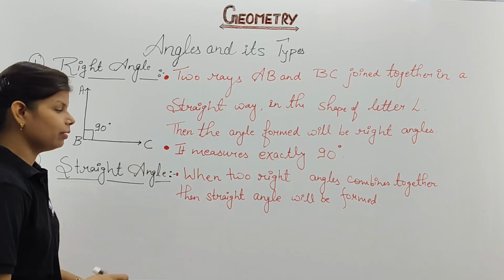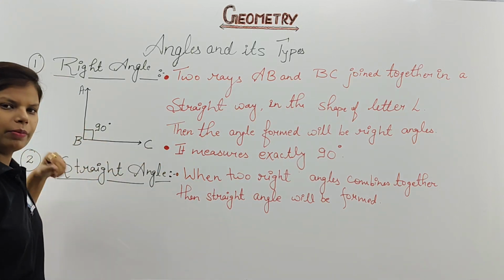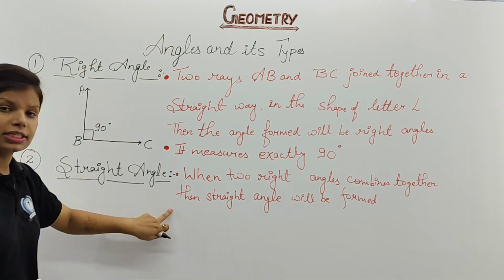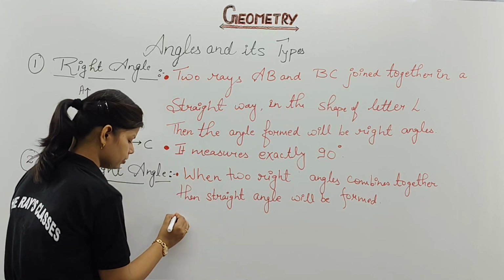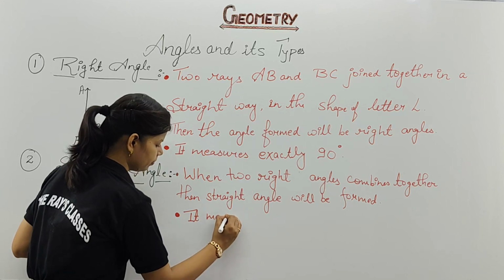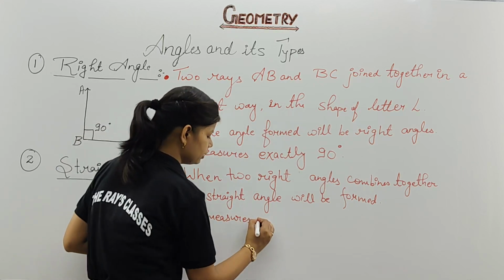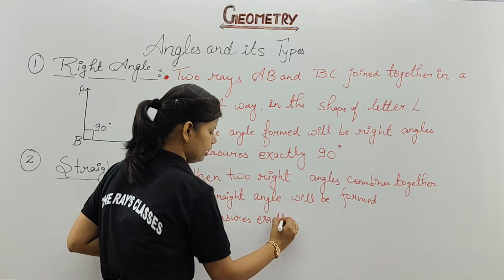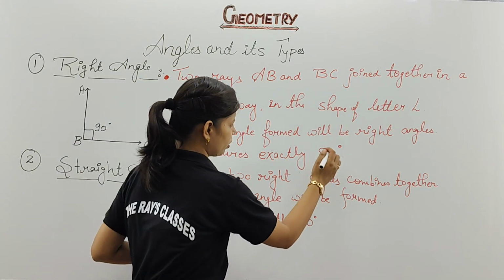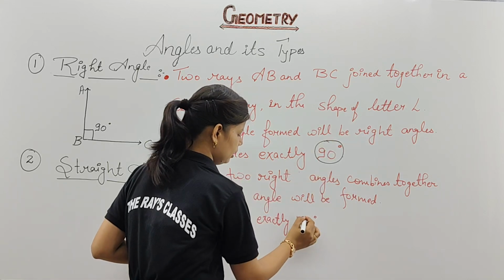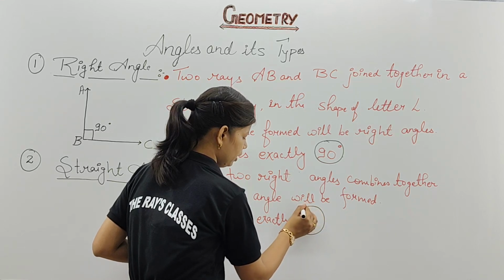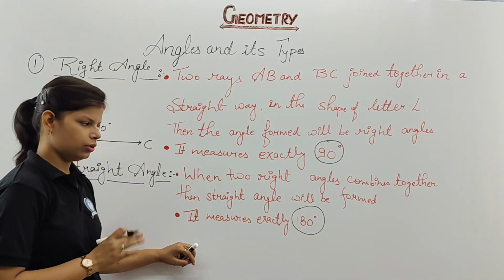Two right angles means, if your first right angle is 90 degree, then when you are combining two right angles, that means 90 plus 90, we have 180 degree. So what does it measure? You can write it measures exactly 180 degree. Exactly 180 degree. Now I am going to circle this one to make you understand. This right angle measures 90 and your straight angle measures what? 180. Understood, no? Clear from here?